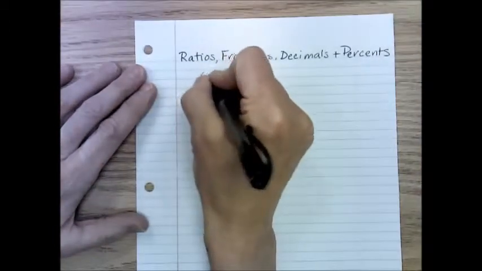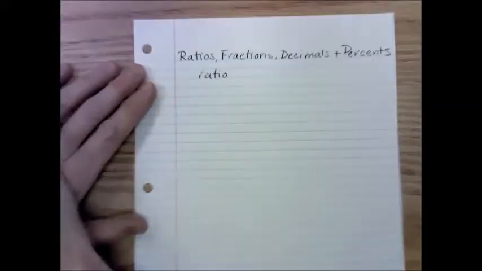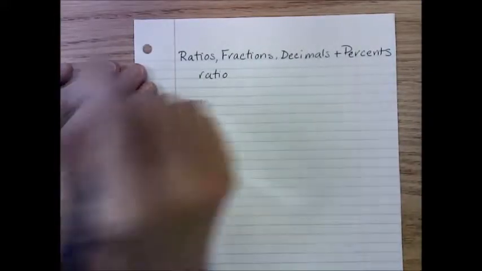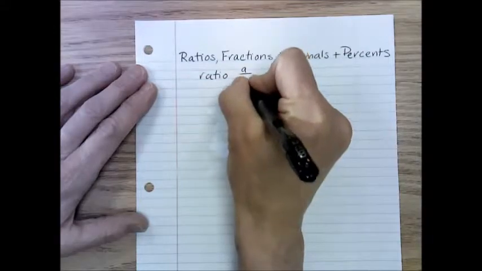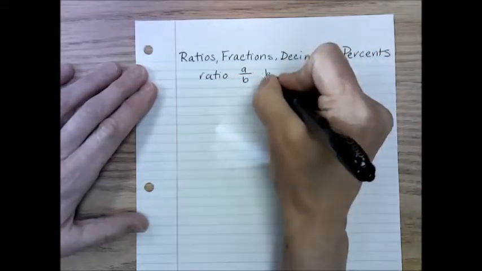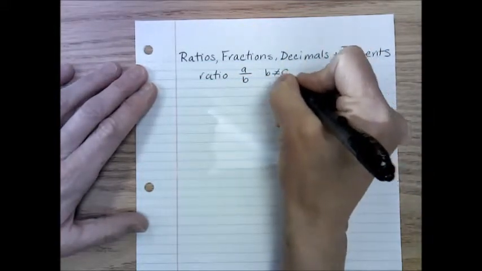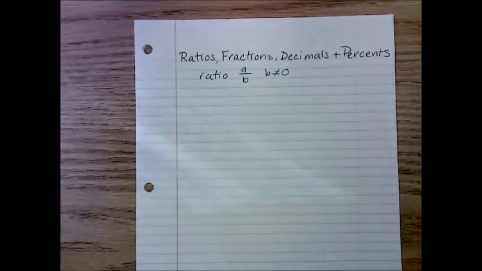So just a quick review. Remember, a ratio is just any number that can be written in the form A over B. The only exception here is that B, the denominator, cannot equal 0. So that's the only restriction there.